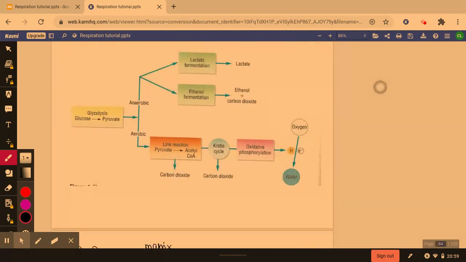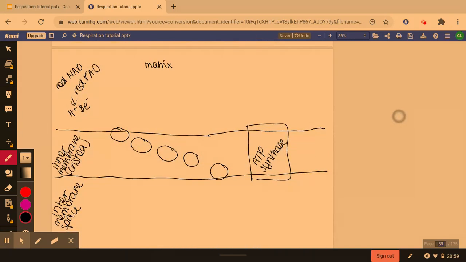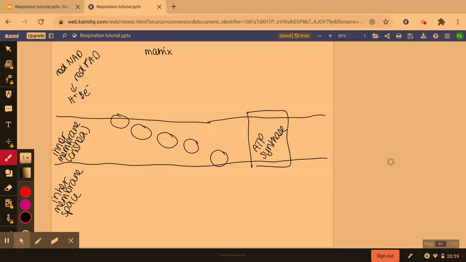So in previous videos, we've had a look at glycolysis. We've also had a look at the link reaction, and we've also had a look at the Krebs cycle. We are now on to oxidative phosphorylation. So I'm going to draw out for you the process of oxidative phosphorylation.